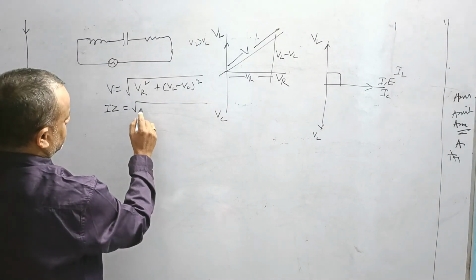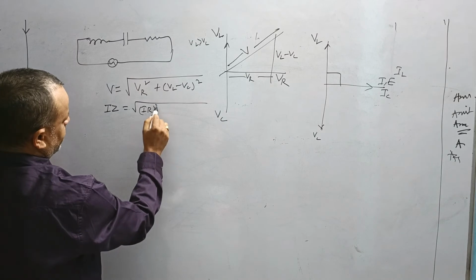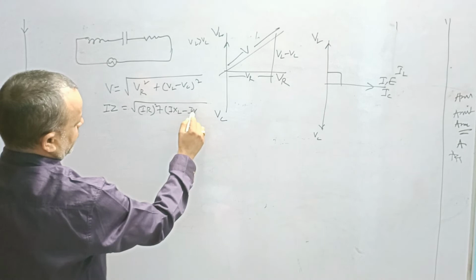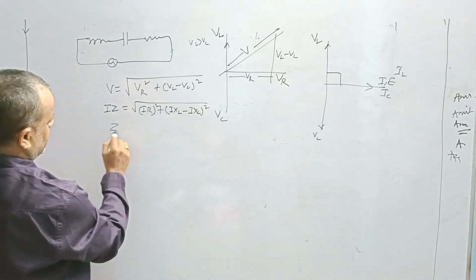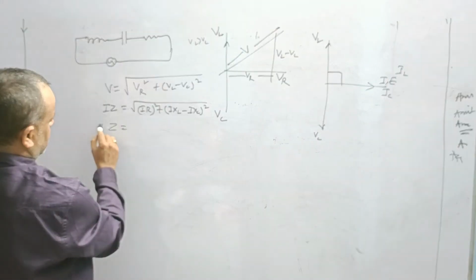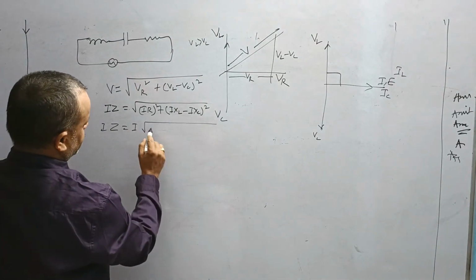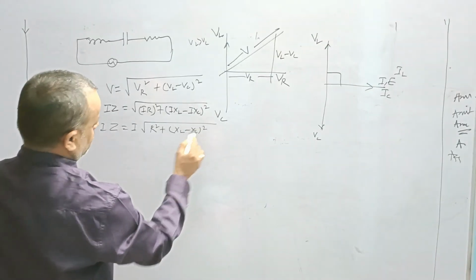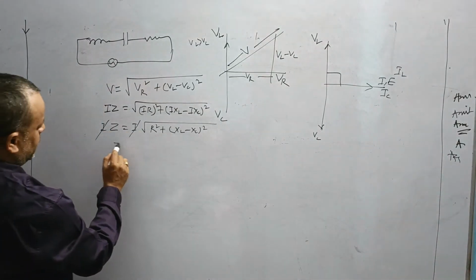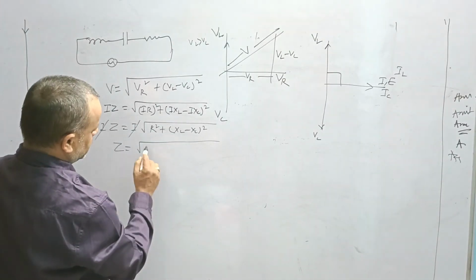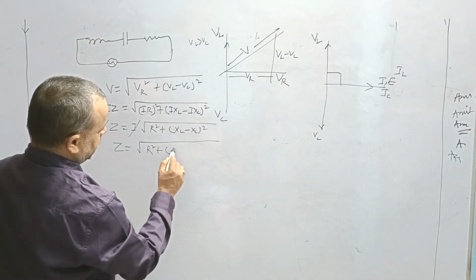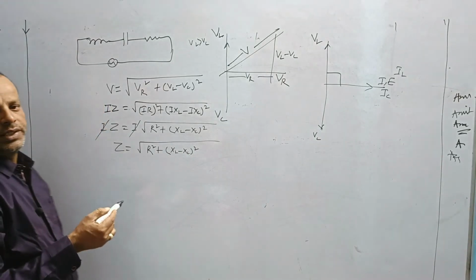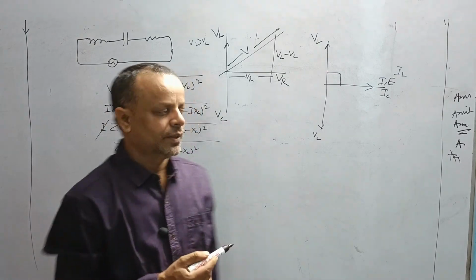VR is the potential across the resistor, that is I into R. VL is I into XL. This is I into XC. So what we have, Z, I comes out like this. We have Z equals root of R square plus XL minus XC whole square. I and I get cancelled out. This is the total resistance in the LCR circuit, and it is denoted by Z, that is impedance.